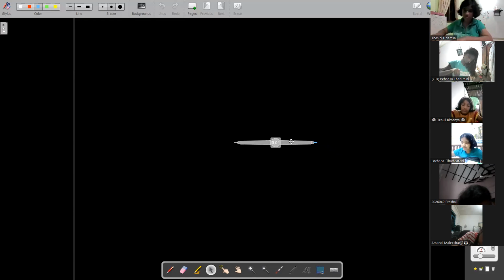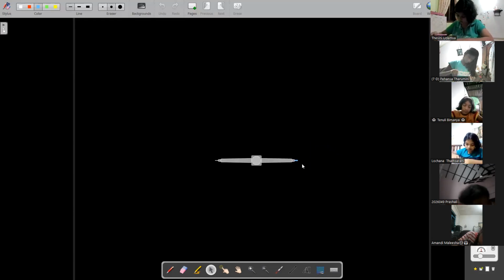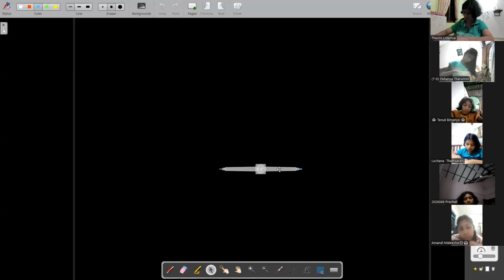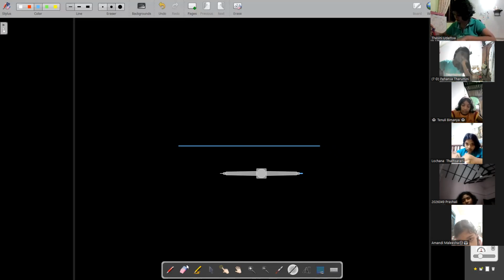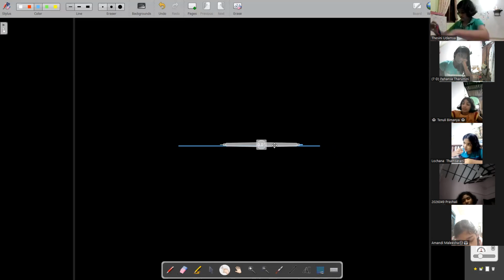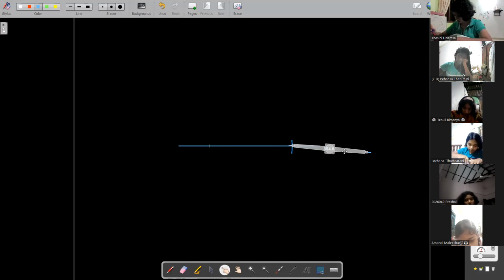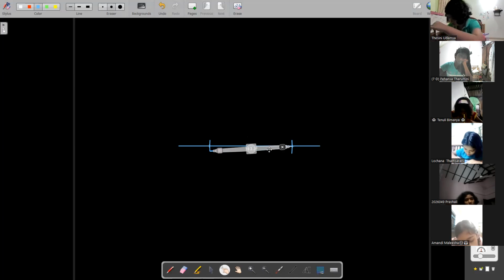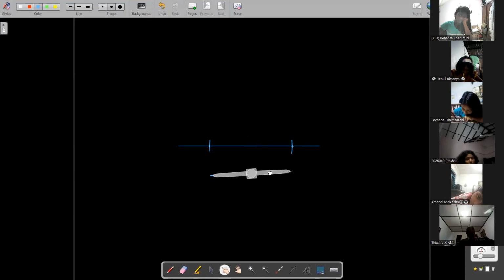Yes, sir. Right. Okay. Imagine this is the 4.5 straight line. Right, we took 4.5. Then you have to keep the one end of the straight line, here the metal point.